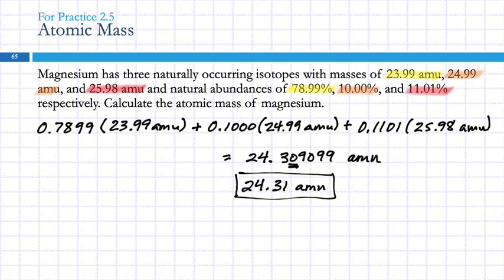And we can check ourselves by looking at magnesium on the periodic table. Right? And this one says 24.3051, which if you rounded it to 2 decimal places would be 24.31. Any questions?